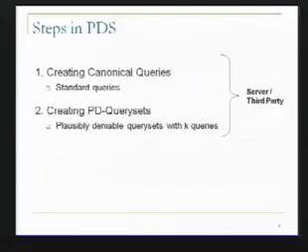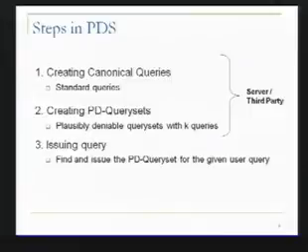Okay. So this shows the steps in this PDS system. The first step, you create a set of standard queries from a collection of documents. The second step, you create the PD query sets based on the criteria we have defined. The queries should have the deniable, reversible property, and also the plausible property. The third step is what you do when an ordinary user wants to issue a query. That's the final step we'll talk about later.